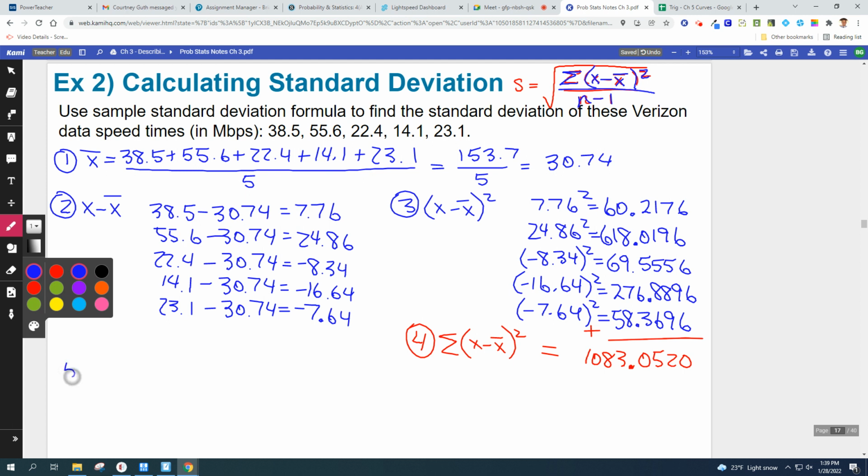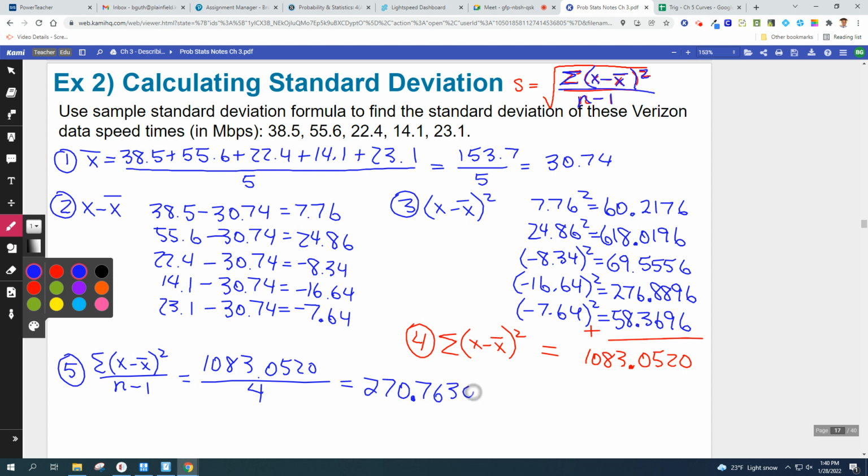So I'll go ahead and come over here. Step 5, I've got the sigma of the difference squared. I'm going to divide by n minus 1. Now, n is the number of numbers. N is 5, remember, right? So all we have to do here is divide that 1083.0520 by n minus 1. 5 minus 1 is 4. So we're dividing by 4. And we get 270.7630.